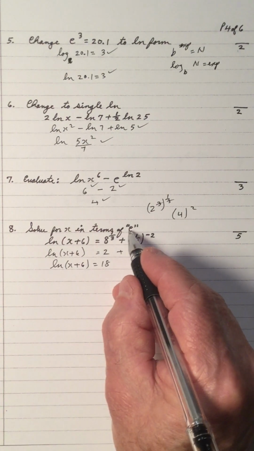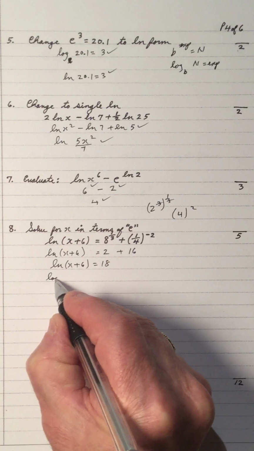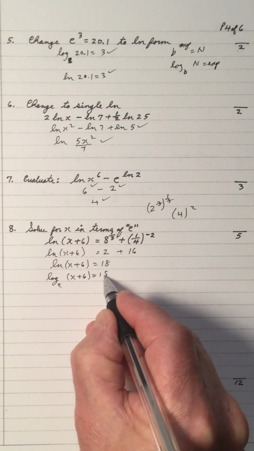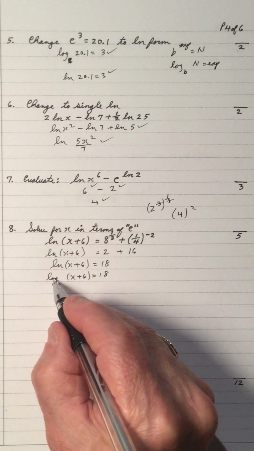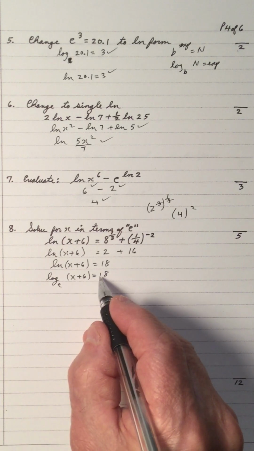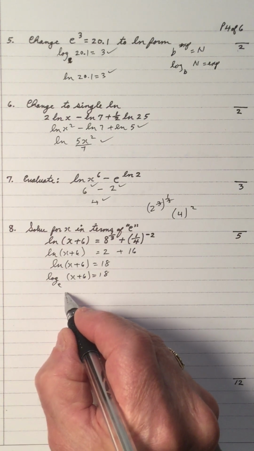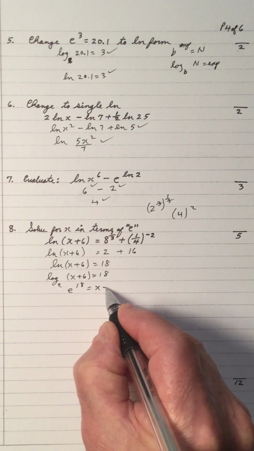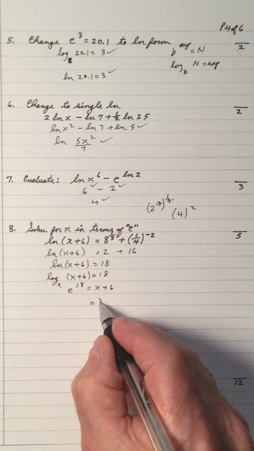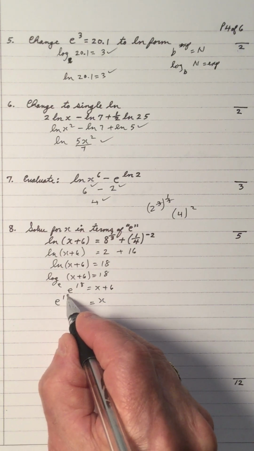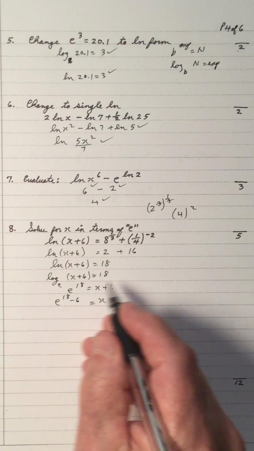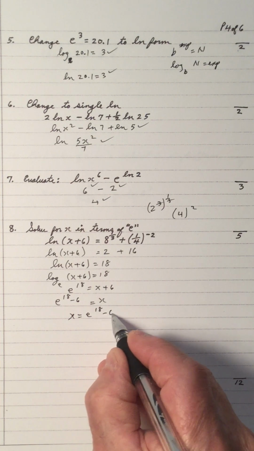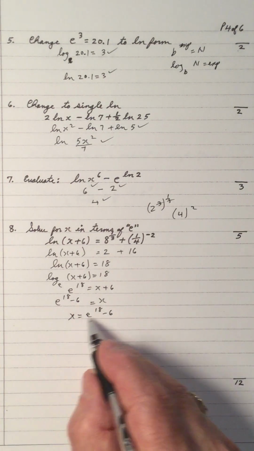Now ln, we want it in terms of e, so ln is log base e. So this is what I do, I change ln to log base e. Now I have base e, exponent 18, and my number is x plus 6. And we're solving for x, so x equals e to the 18 minus 6. And we're going to write it with the x first. And we have 5 marks for this answer.